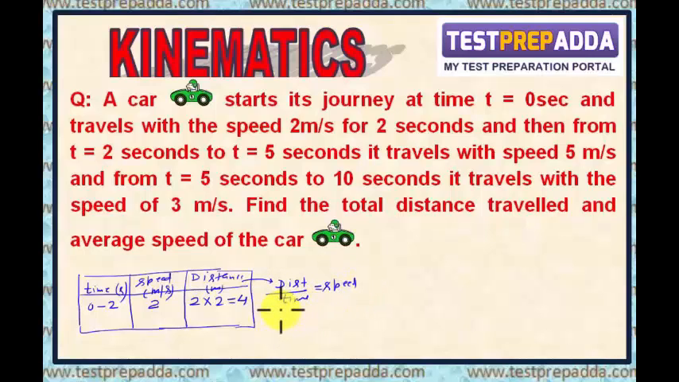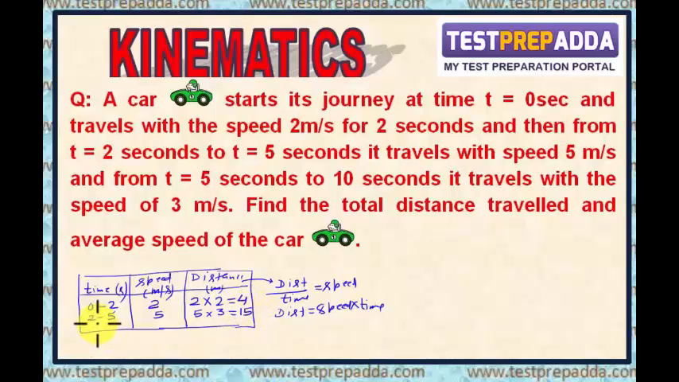So distance will be equal to what? Speed into time taken. So 2 into 2 is 4 here. Now another interval 2 to 5, it is given the speed 5 meter per second. So how much distance? Speed into time interval 5 minus 2, and that is 3. So how much distance? 15 meter.